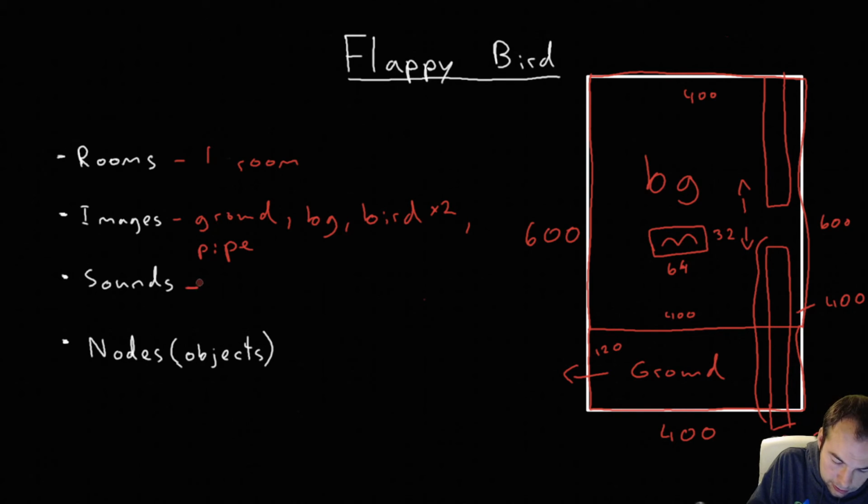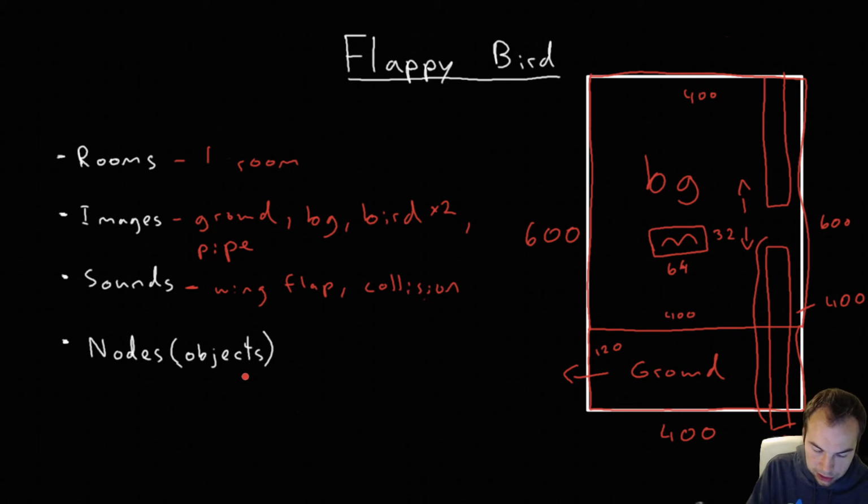For sound effects, there's no music in this game. We won't be creating any music, but we do have a sound effect for the wing flap. So that's one sound effect. Another sound effect is the collision. So those are the two sound effects that we have.